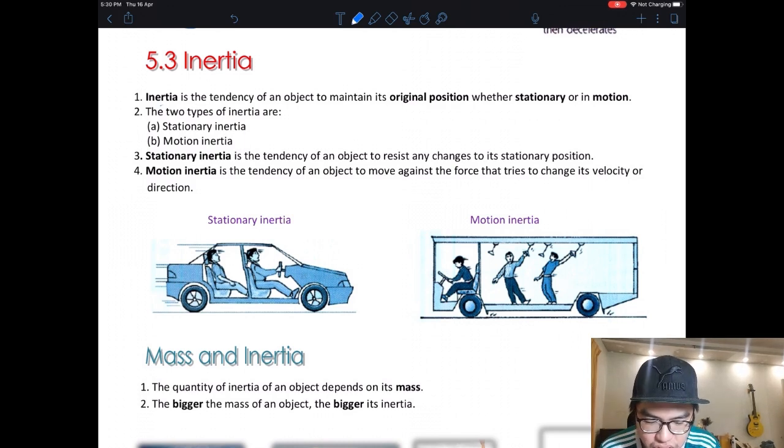Inertia is the tendency of an object to maintain its original position, whether stationary or in motion. Alright, so what does it mean? Stationary inertia is the tendency of an object to resist change in its stationary state. Motion inertia is the tendency to move against force. Okay, what does it mean?